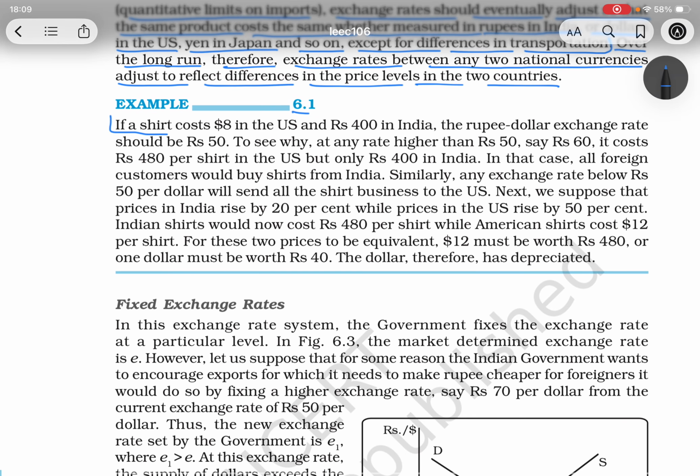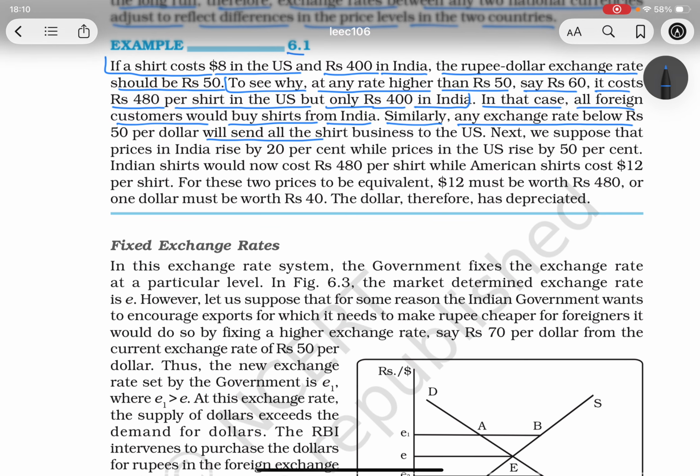Example 6.1. If a shirt costs $8 in the US and rupees 400 in India, the rupee-dollar exchange rate should be rupees 50 to a dollar. At any rate higher than rupees 50, say rupees 60, it costs rupees 480 per shirt in the US but only rupees 400 in India. In that case, all foreign customers would buy shirts from India. Similarly, any exchange rate below rupees 50 per dollar will send all the shirt business to the US.